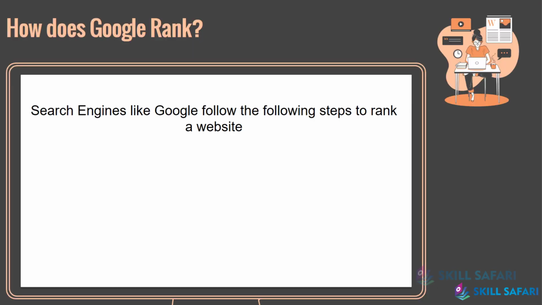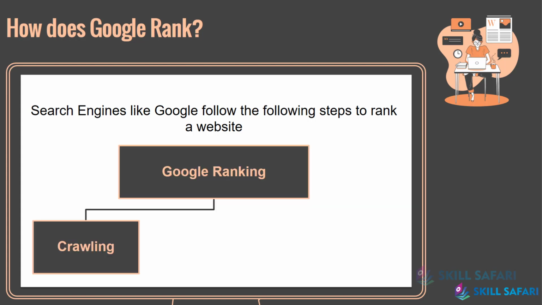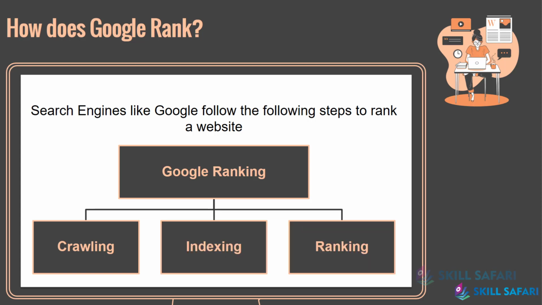So how does Google rank its websites? Google, like other search engines, follows these steps to rank a website. Not only Google, pick any search engine, these are the main steps which search engines use to know the content from a website. They do a process called crawling, indexing, and ranking. This is a three-step process which every search engine follows to rank a web page.